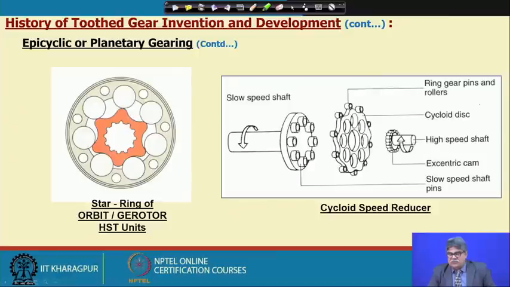The axis of the input shaft and the axis of the output shaft will be in the same direction, and this pin size and this hole size differ by the eccentricity, which is the center distance between them. So, this will have two motions, one is rotation about its own axis and another is revolving around the central axis like this one, and as I have already mentioned, this is called cycloid speed reducer.